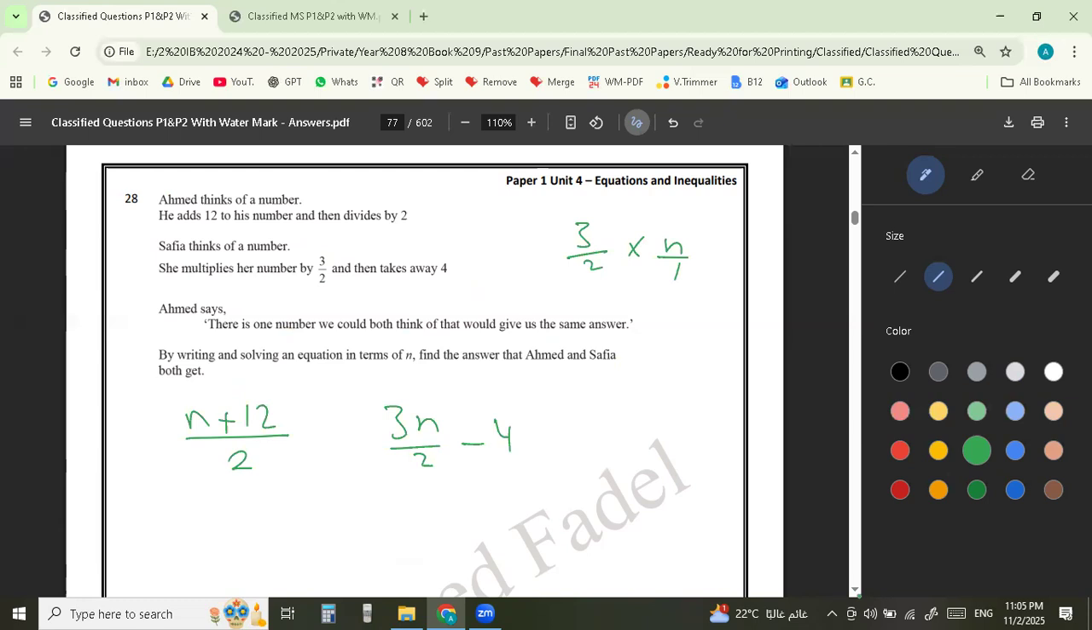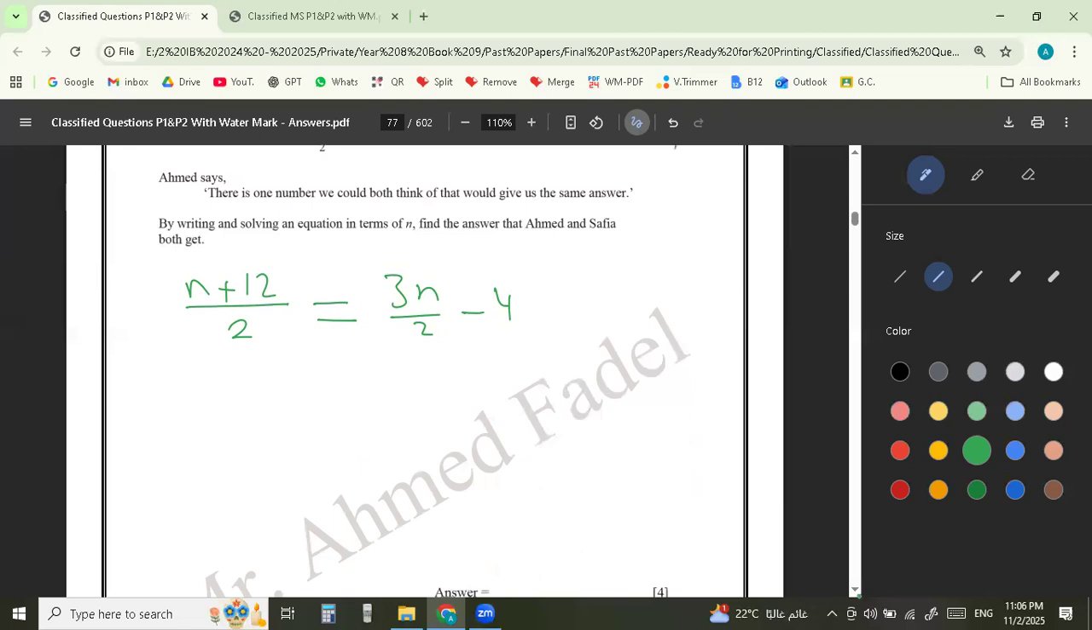Ahmed says there is one number we could both think of that would give us the same answer. So he's saying we're going to have the same answer, so they are equal. What Ahmed did is equal to what Safia did. By writing and solving an equation in terms of n, find the answer that Ahmed and Safia both get. All right, so what are we going to do? I said that both of them are equal to each other. How are we going to solve this? Let's see.